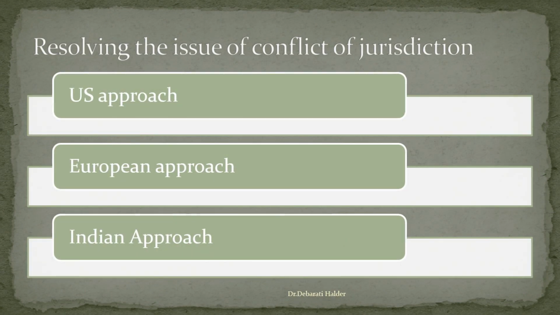Now, how to resolve the issue of conflict of jurisdiction, especially for cases that happen or may occur involving cyberspace? This can be read from three approaches: US approach, European approach, and for the Indian purpose, it can also be studied from the Indian approach. We will now understand the conflict of jurisdiction issue from the US approach.